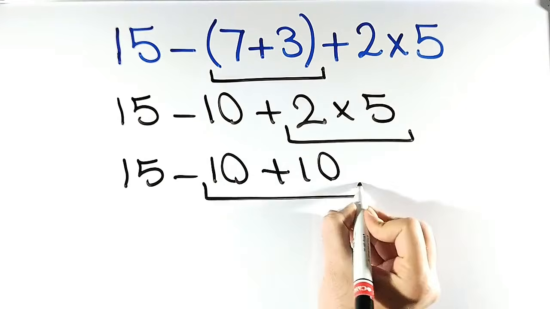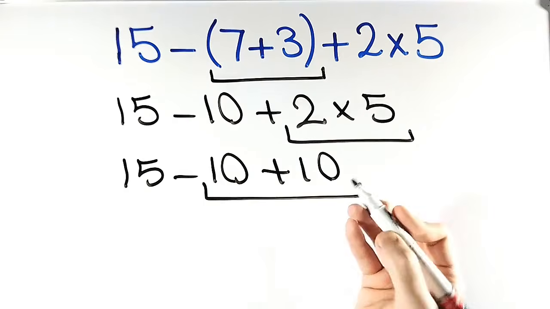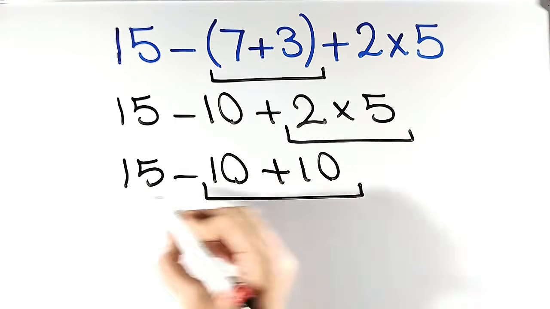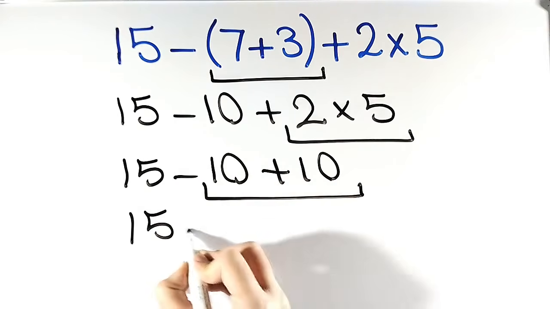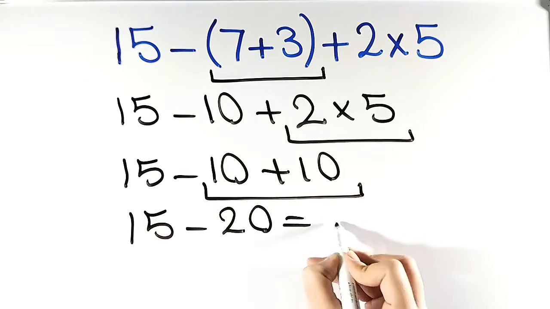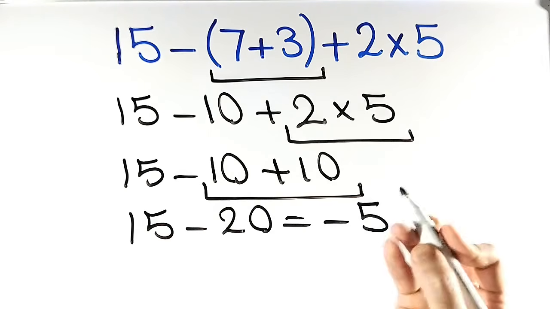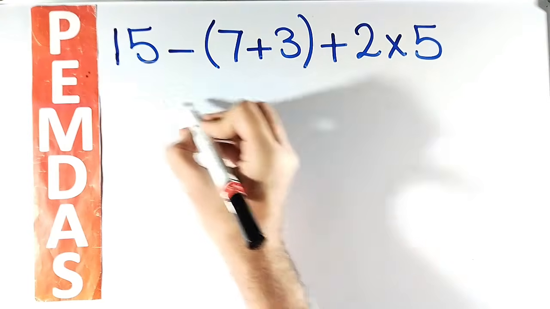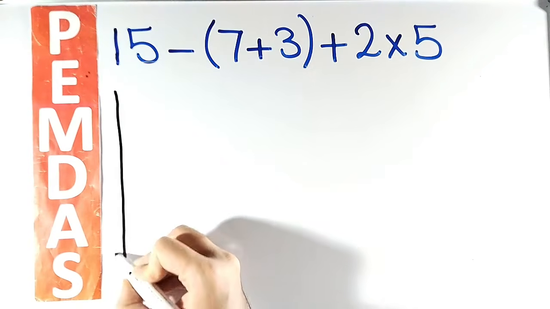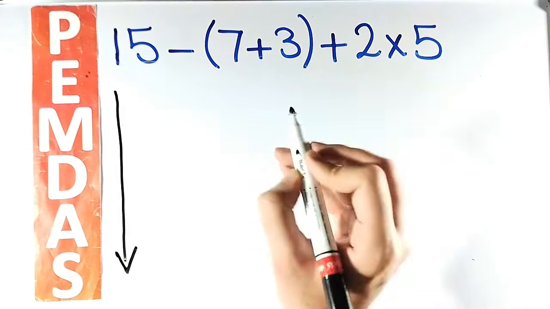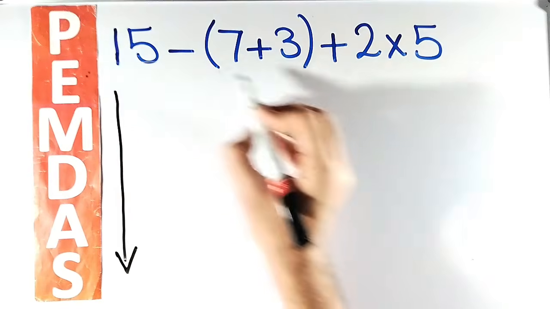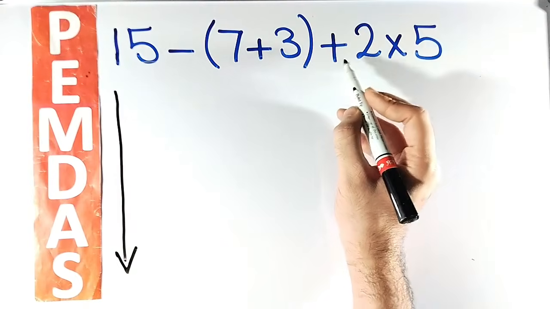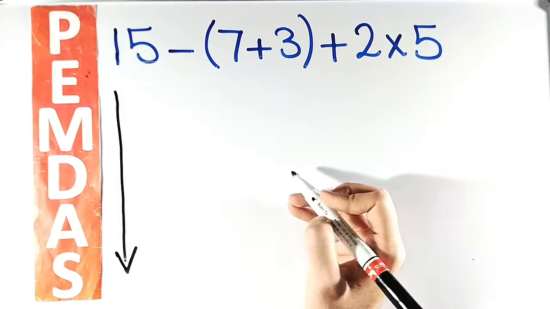Then, they go for the addition between 10 and 10 because they believe addition has a higher priority than subtraction. So, they rewrite this expression as 15 minus 20, which finally gives them the answer negative 5. However, this answer is actually incorrect. To solve this question, we must follow the order of operations step by step from top to bottom. As you can see on the screen, in this expression, first we have a subtraction sign, followed by parentheses, then an addition sign, and finally a multiplication.